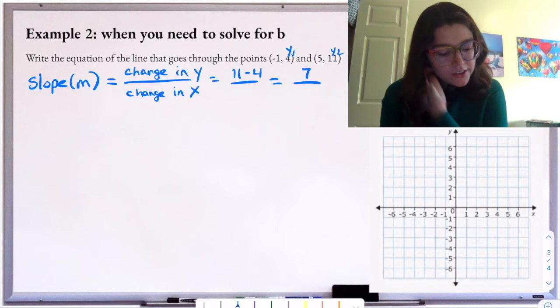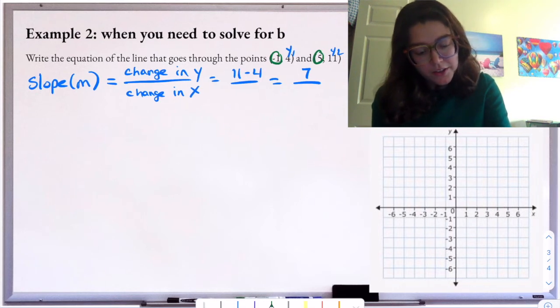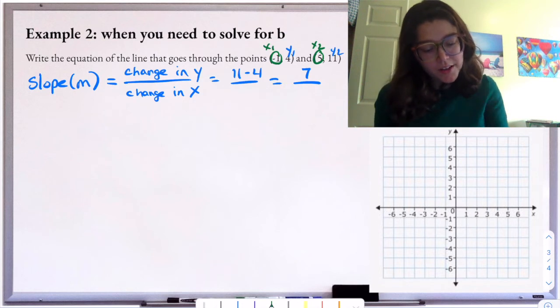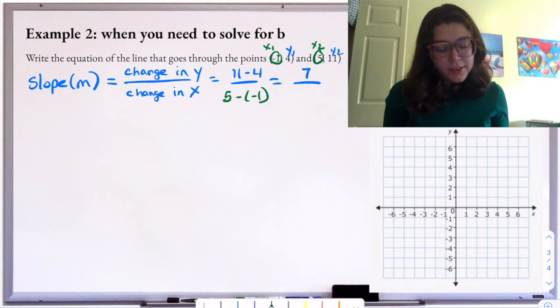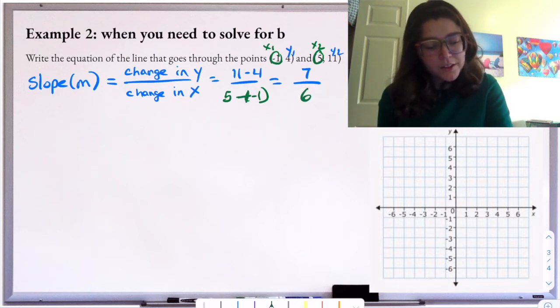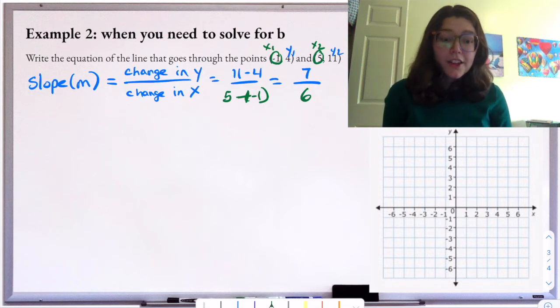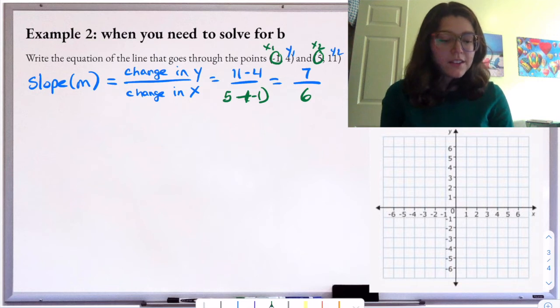And then for our change in x, starting at -1, I end up at +5, so I can do x2, 5, minus x1, -1. 5 minus -1, and we know 5 minus -1 is the same thing as 5 plus 1, so this is 6. Thus, the slope of the line that goes through the points (-1, 4) and (5, 11) is going to be 7/6. All right, so that is my slope.